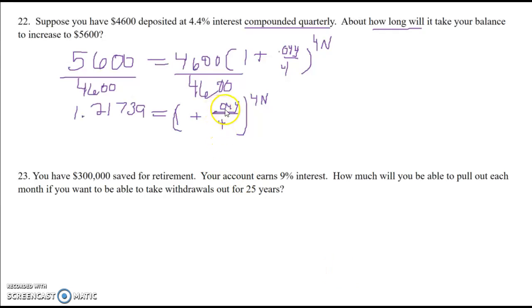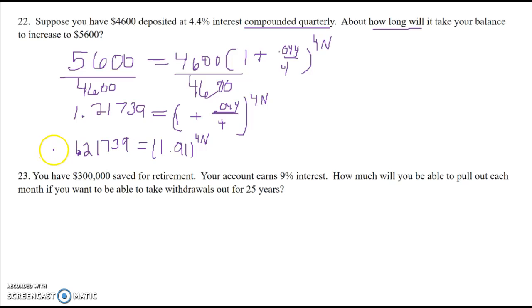Okay, so 0.044 divided by 4 plus 1. I always do that. Need to get my pen. I need to change it to purple. Plus 1, that's going to be 1.011. So this is 1.21739 is equal to 1.011 all raised to the 4n.